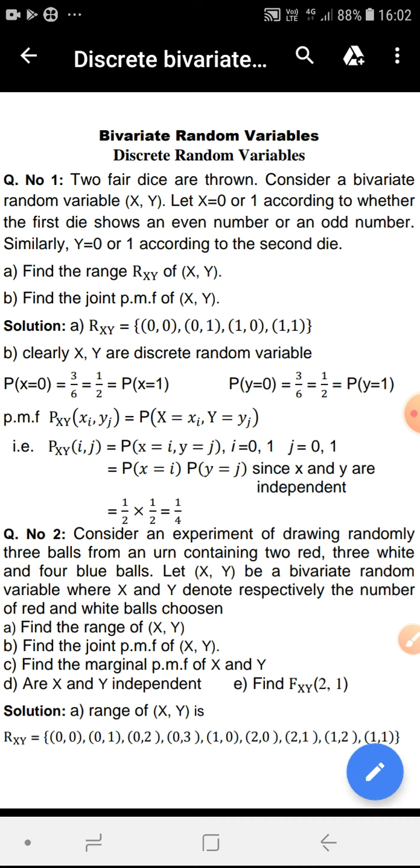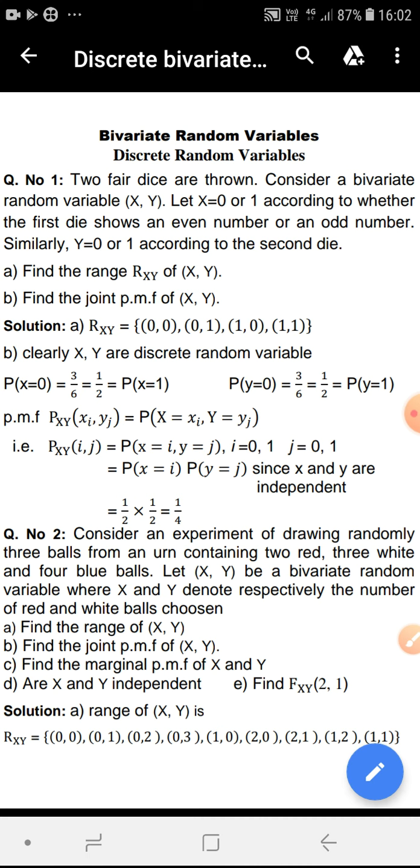So X will be 0 if the first die shows an even number. X will be equal to 1 if the first die shows an odd number. Similarly, Y will be 0 if the second die shows an even number, and Y will be equal to 1 if the second die shows an odd number.